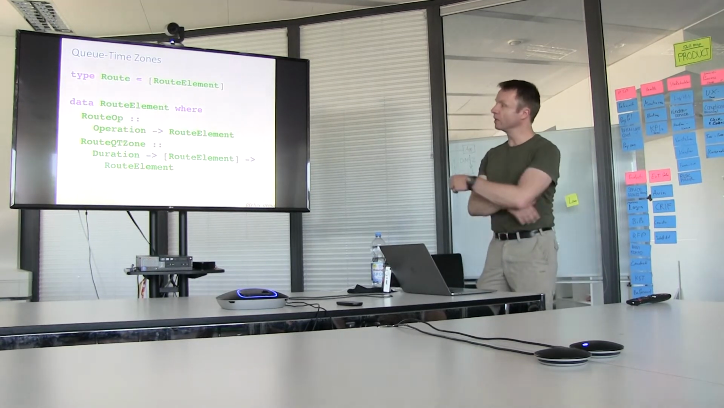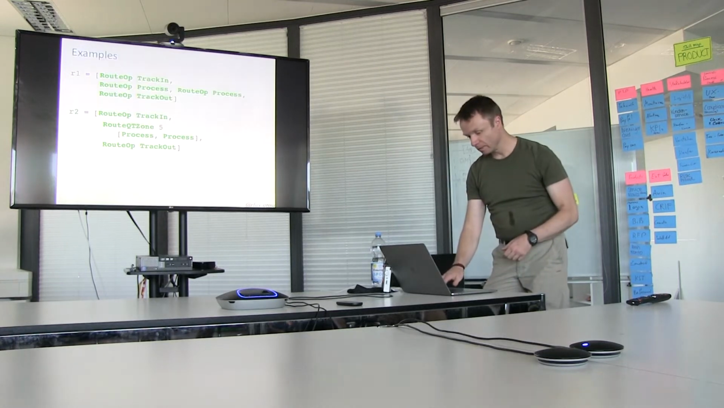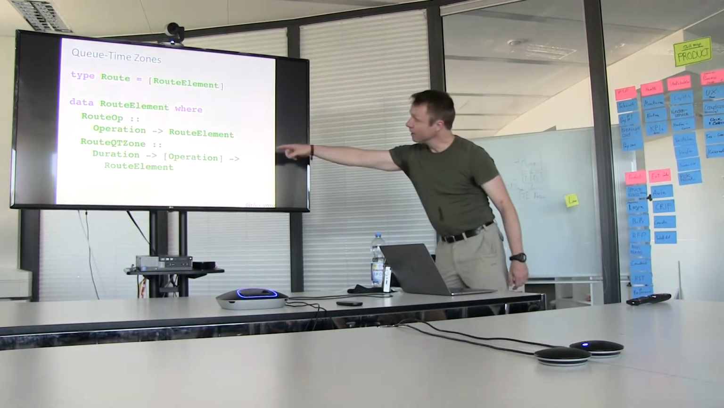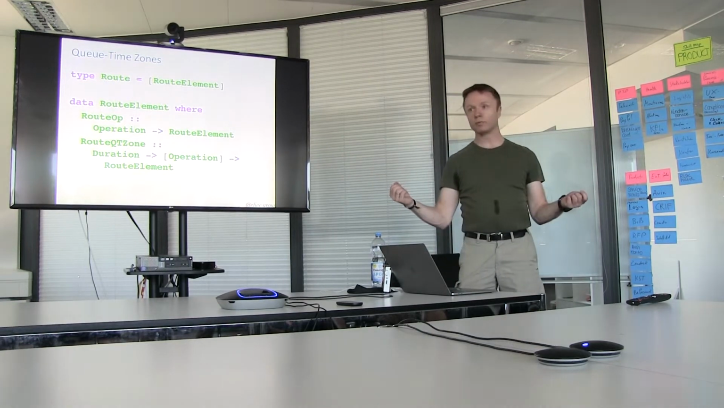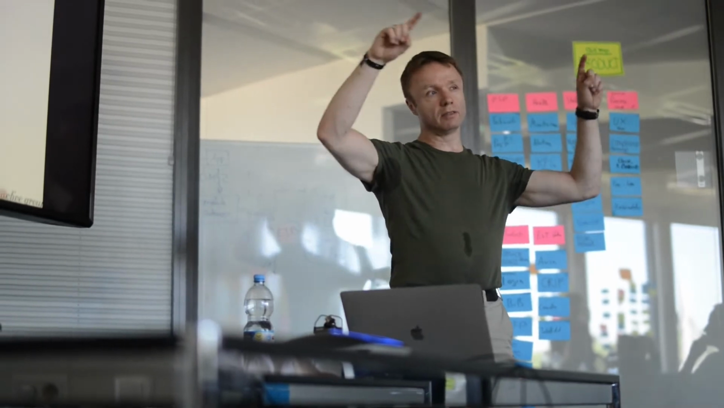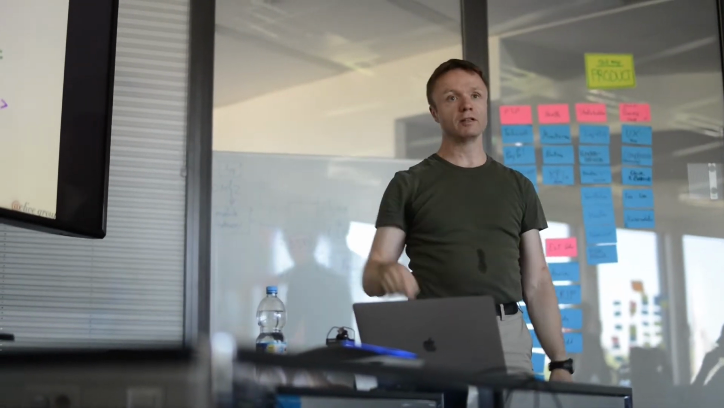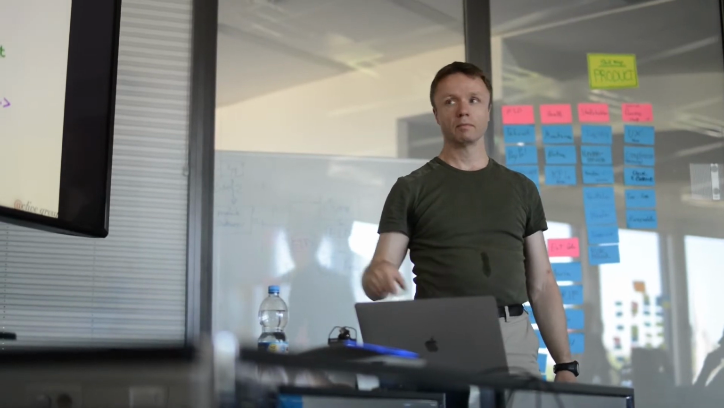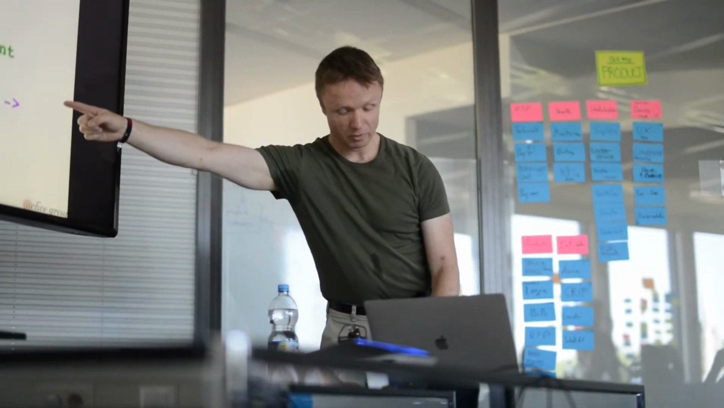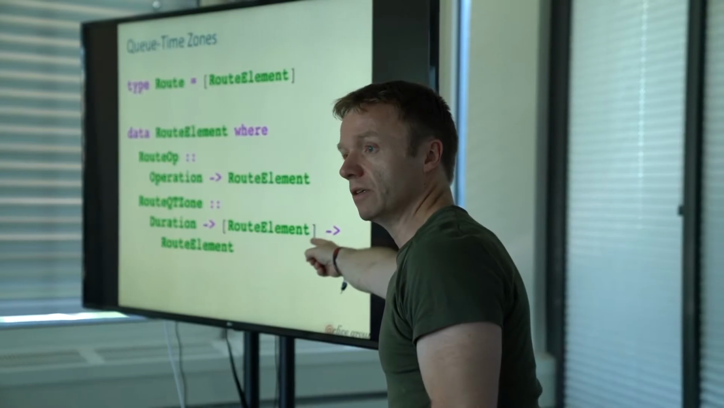Anyway, if you look at this, let me backtrack a little bit. Here we said a queue time zone is a list of operations, right? But remember that we already generalized a list of operations that constitute a route to a list of route elements. Okay? So look here. Try to remember that image. See that? So what if we did the same thing here, right?